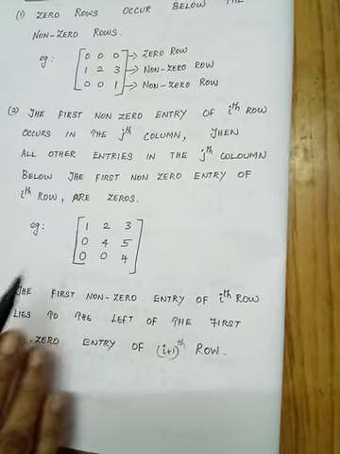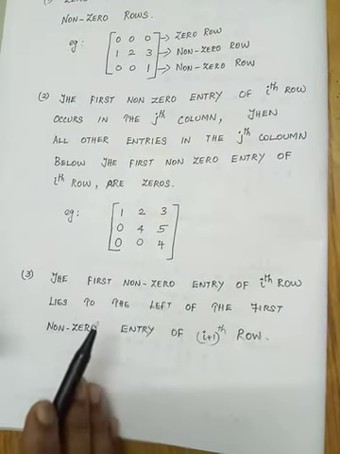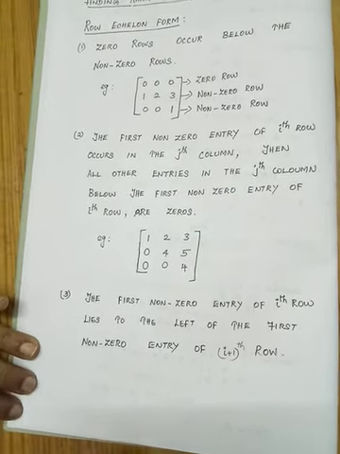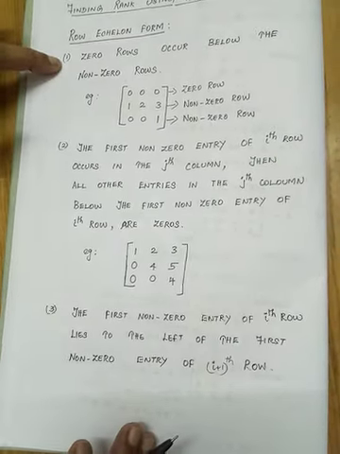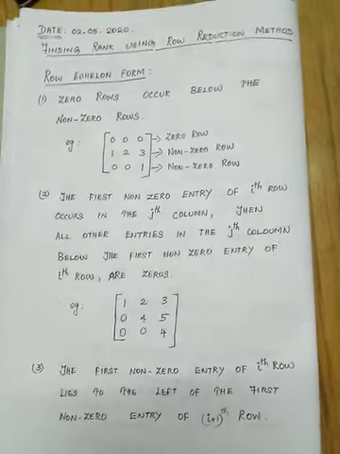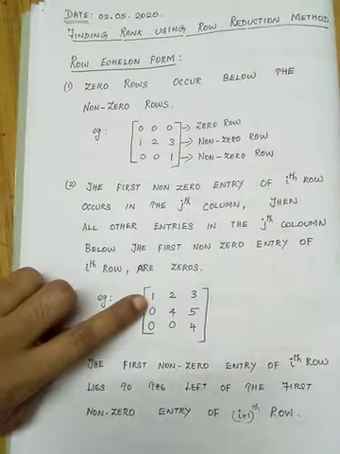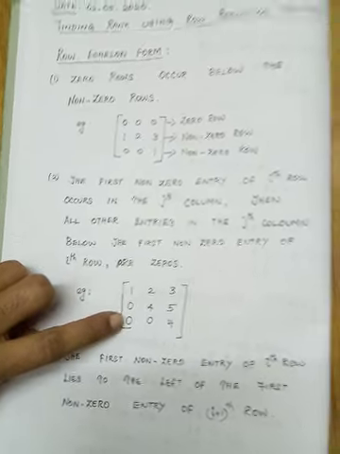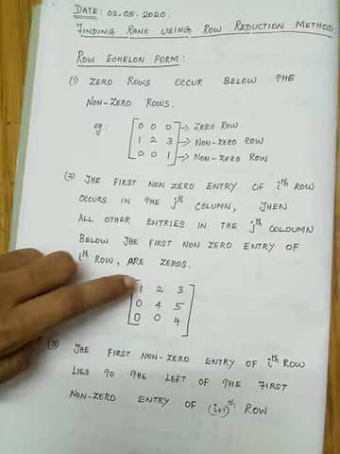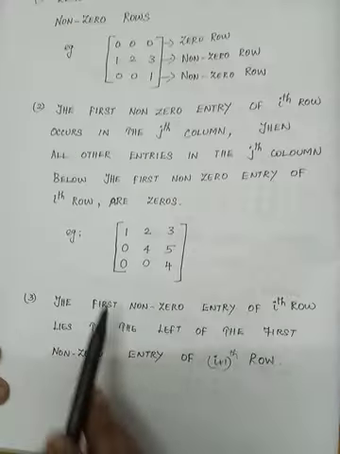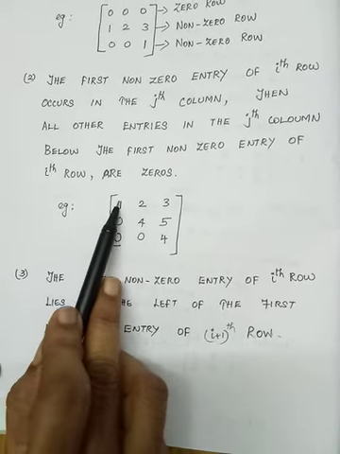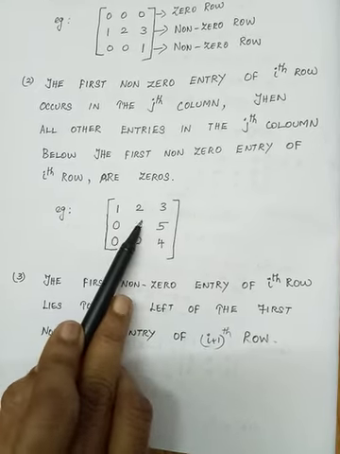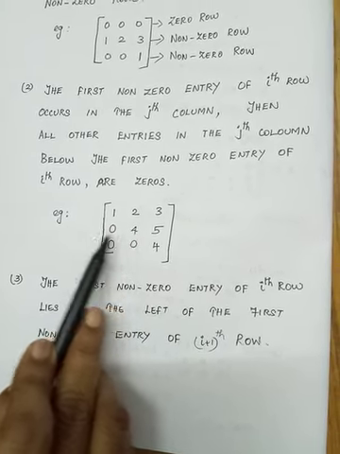If we have these 3 properties, we can bring the matrix into row echelon form. The zero rows should occur below the non-zero rows, and below the first non-zero entry of any row the remaining entries are 0. And considering the non-zero rows, the first non-zero entry of the upper row should lie to the left of the first non-zero entry of the lower row.